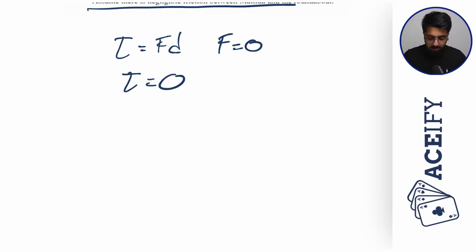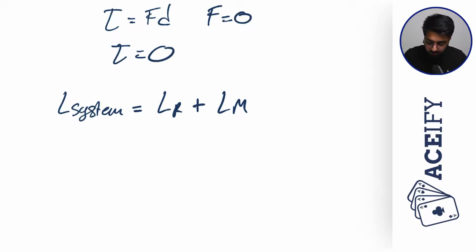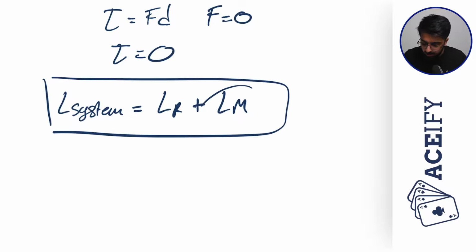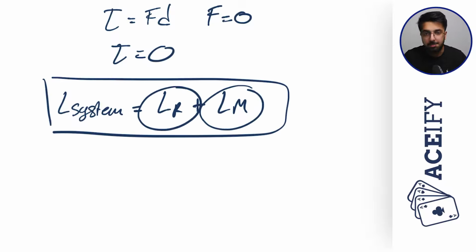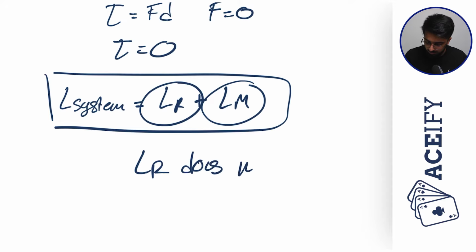The other way we can answer this question is that the angular momentum of the system is equal to the angular momentum of the roundabout plus the angular momentum of Matilda. Now, as you can see from this equation, Matilda's angular momentum has no effect on the angular momentum of the roundabout. And so when Matilda slips off the roundabout, she does not remove angular momentum from the roundabout. And so therefore, the angular momentum of the roundabout does not change.